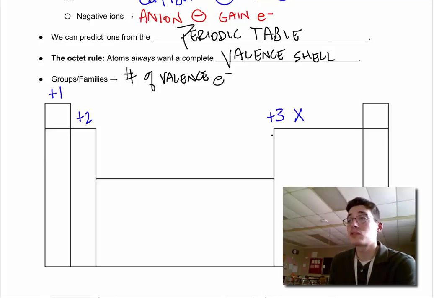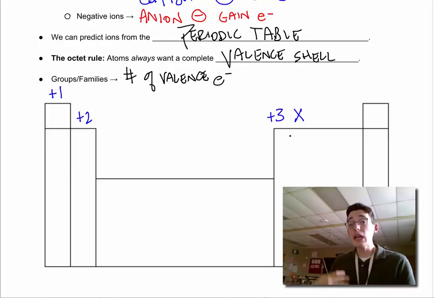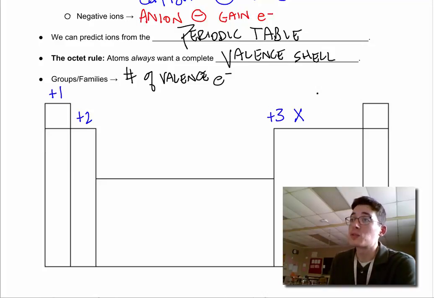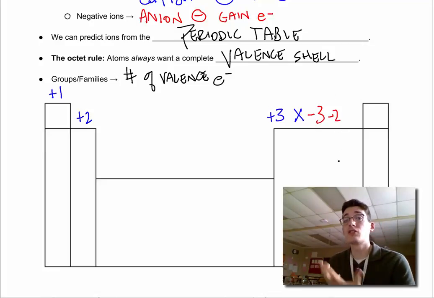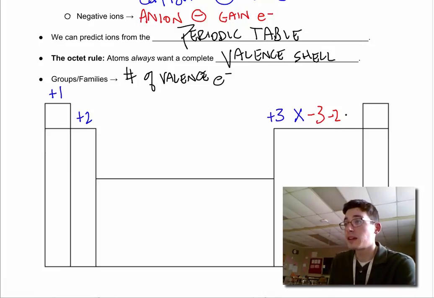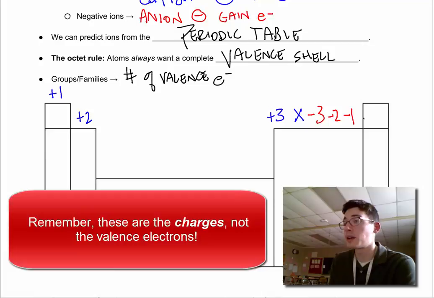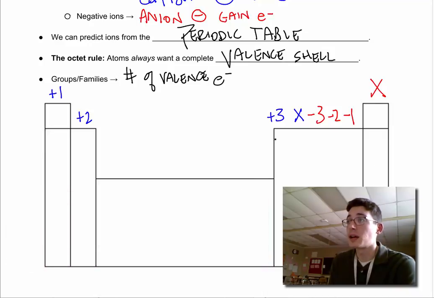Now that I'm closer to the far side, group 5, I have 5 valence electrons, which means I have 3 empty spots. So this is going to gain electrons. This is going to be a negative 3. Group 6, I'm sure you can guess, is a negative 2 because I have 6 valence. I need 2 extra to complete my octet. Group 7, I need 1 extra electron to complete my octet. And then finally, group 8. These guys have a full valence shell already, so they do not ionize. They are not going to become ions.